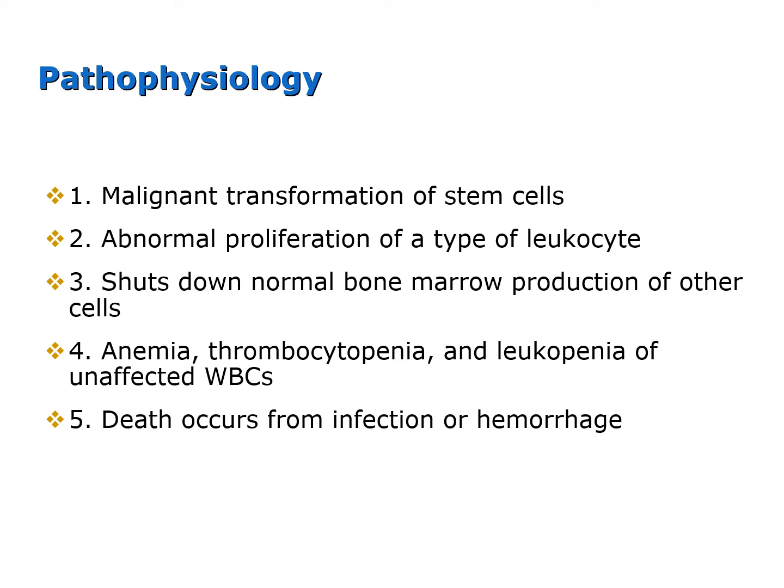Your pathophysiology is pretty straightforward, right? You're getting a malignant transformation of stem cells. You're getting abnormal proliferation of a type of leukocyte. You're shutting down the normal bone marrow production of other cells. You may end up with things like anemia, thrombocytopenia, and leukopenia of unaffected WBCs. You may get death from infection or from hemorrhage. So depending on the type of leukemia, obviously, any of this is a possibility.